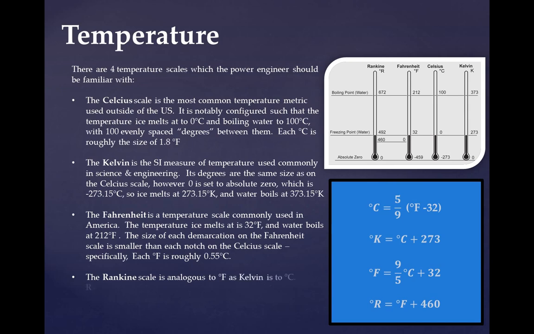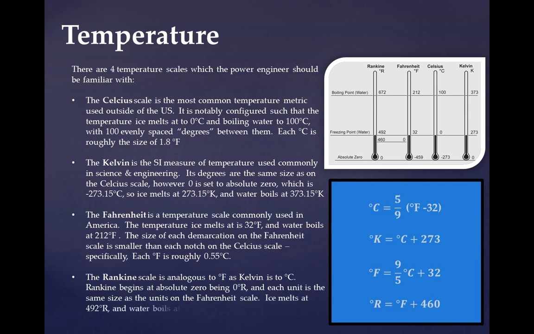The Rankine scale is analogous to Fahrenheit as Kelvin is to Celsius. Rankine begins at absolute 0 being 0 degrees R, and each unit is the same size as the units of the Fahrenheit scale. Ice melts at 492 degrees on the Rankine scale, and water boils at 672 degrees Rankine. The Rankine scale is by far the least commonly used of these 4 scales.